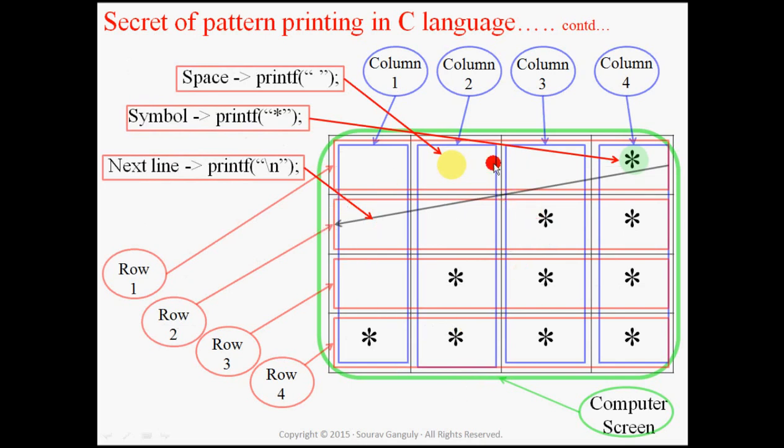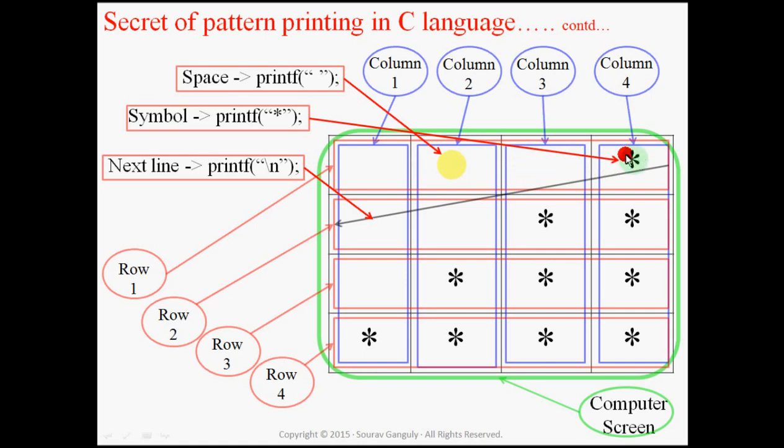Now let us discuss this. It is your computer screen. We want to print this pattern. So at first row 1 column 1 will be printed. It is a space. To print a space, you have to use this command. That means printf and a space.